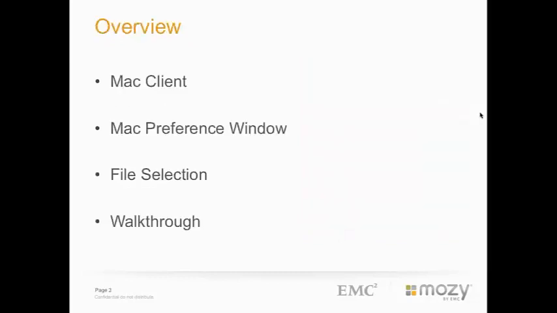So today we're going to look at the Mac client. As I mentioned, we'll do a quick PowerPoint here on the Mac client. It is a very different bit of software compared to the Windows software. We'll then look at the Mac preference window, the options in there and what makes it tick. We'll go through the file selection and then a walkthrough at the end just to show you everything we've been talking about during the actual webinar.